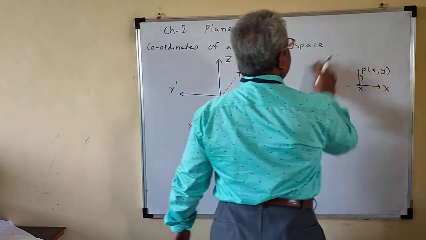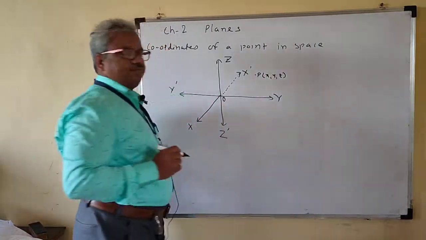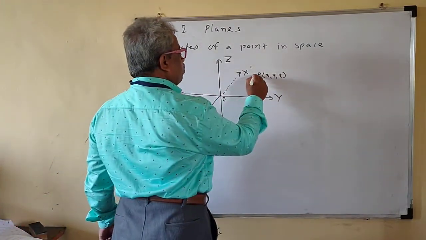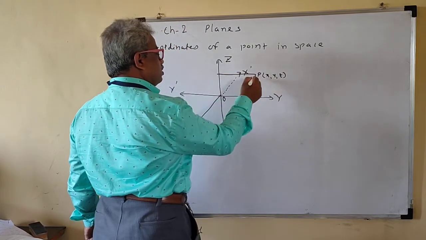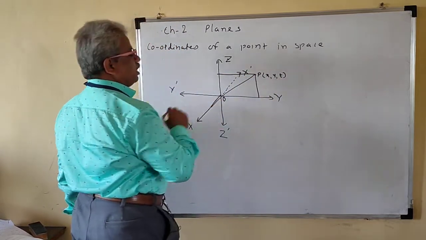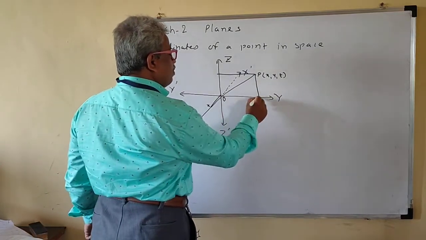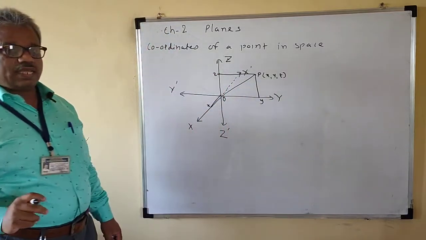Same thing here now. If you want to find the coordinates of P, we draw perpendiculars to the x-axis, the y-axis and the z-axis. This number represents x, this number represents y, and this number represents z.